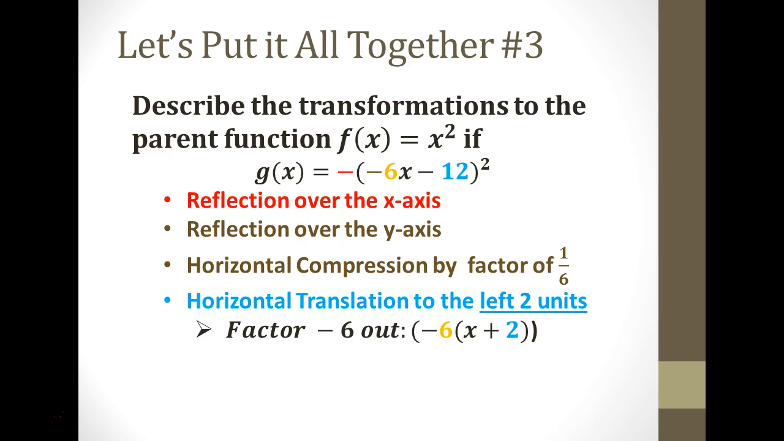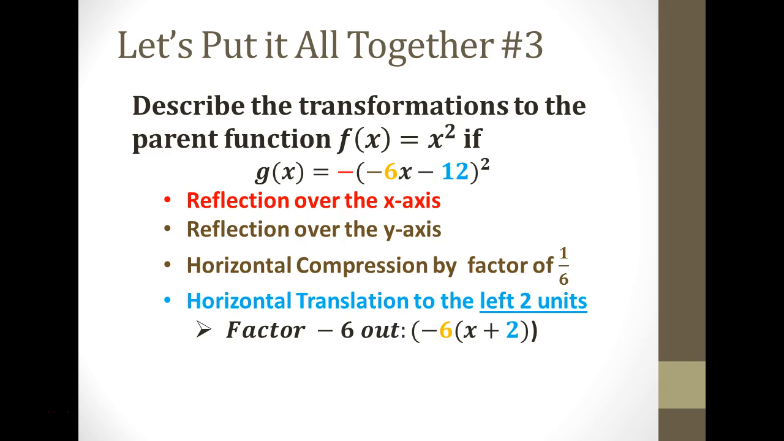Okay, let's take a look at this one. Working left to right, I have a reflection over the x-axis. That negative sign, that red negative sign tells me that. Next, I have a reflection over the y-axis. Oh yeah, we do have reflections over the y-axis, and those are caused by a negative b value. And I do have a negative b value in there.